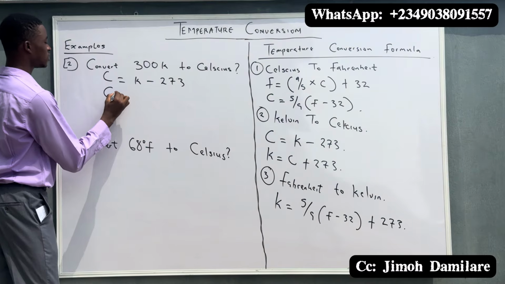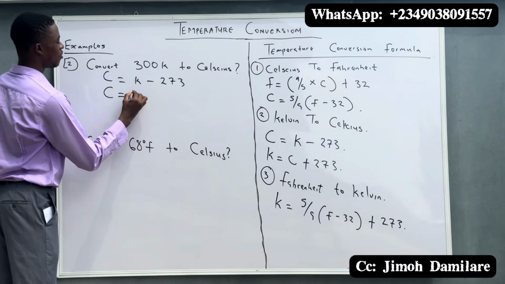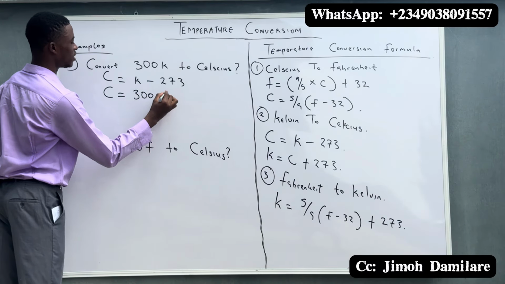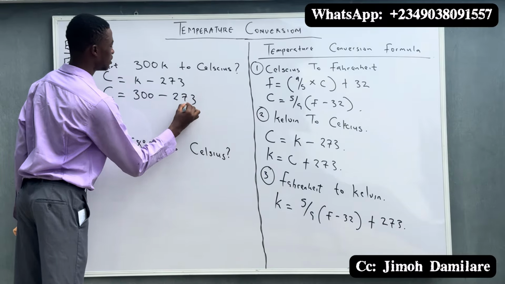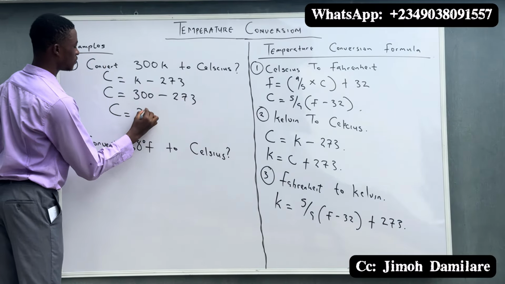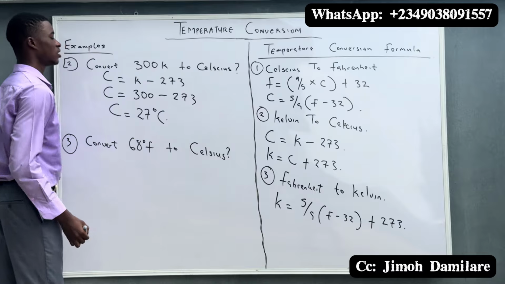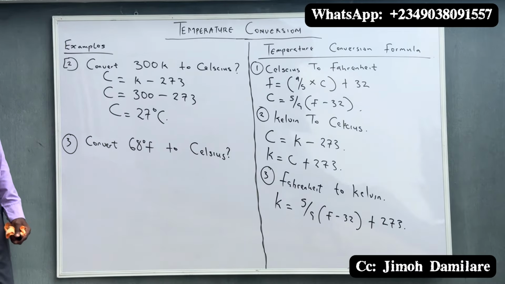And in doing this, we have Celsius to be given us, what is our Kelvin? Our Kelvin is 300. So we have 300 minus 273. And this will be giving us 27 degrees Celsius. So this is how to solve questions of this type.